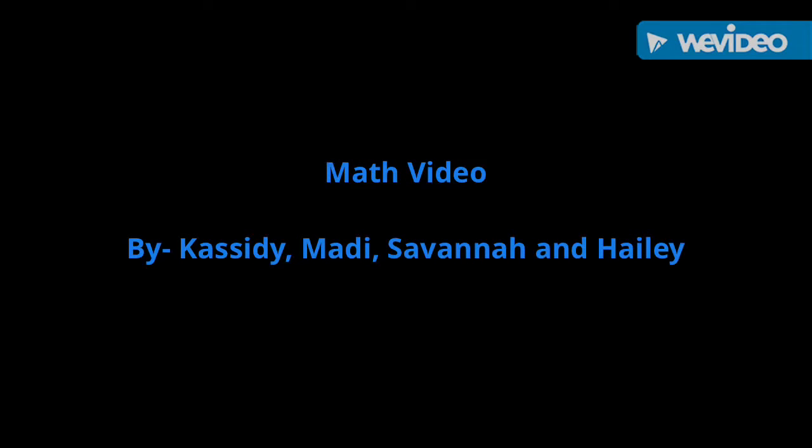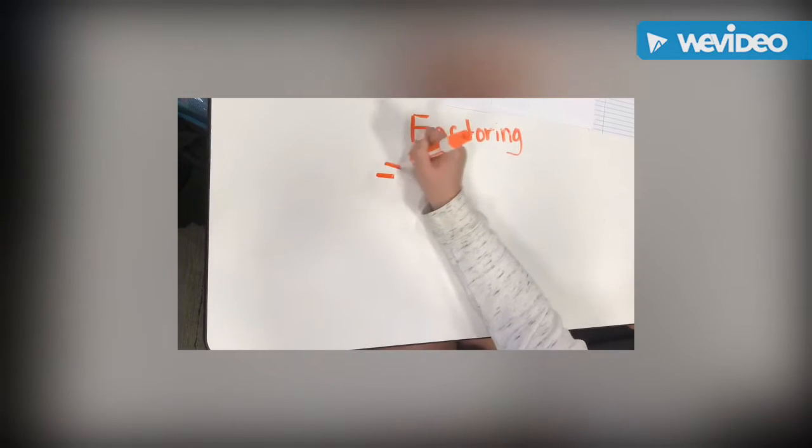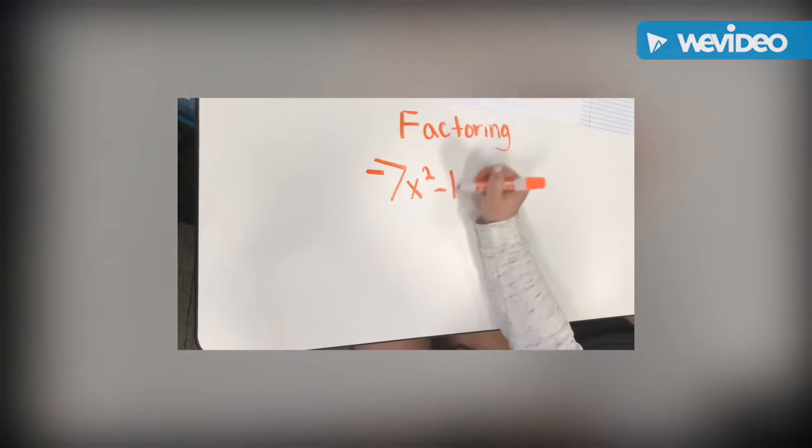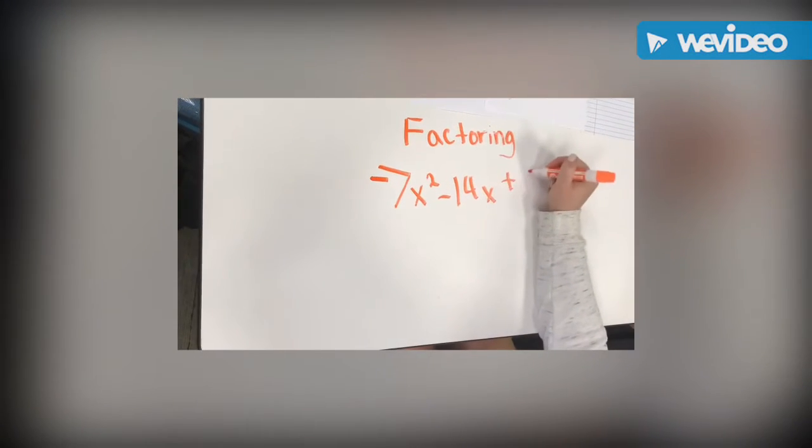In this video, we will be solving the same equation using 4 different ways. Okay, first you rewrite your equation, which is negative 7x squared minus 14x plus 56.